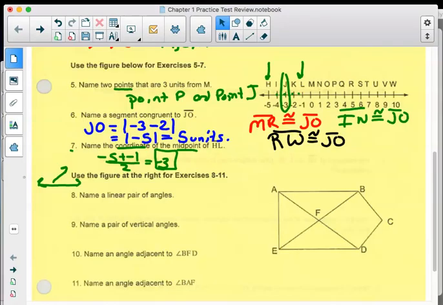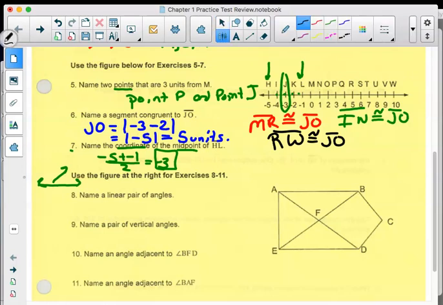Okay, so now, with that said, use the figure at the right, and remember, it's going to be like this, or like this, with my midpoint, my linear pair. That's what I'm looking for. So 8, name a linear pair of angles. There are multiple ones here. This is a linear pair of angles.